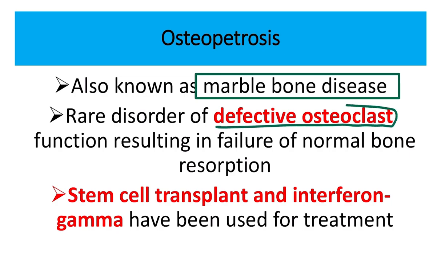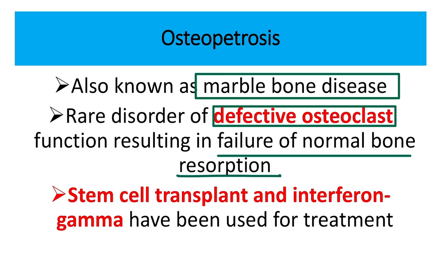defective osteoclasts. It is a defect of the osteoclast, and it leads to failure of normal bone resorption. Osteoclasts are responsible for bone resorption, so as the osteoclast is defective in this condition, bone resorption fails.